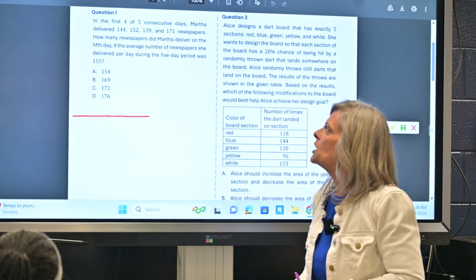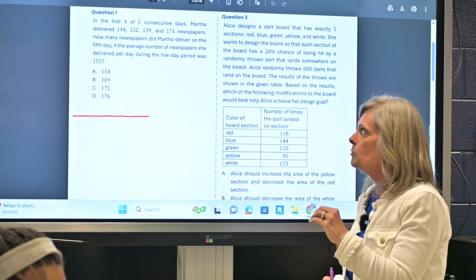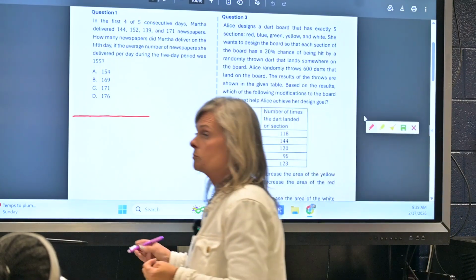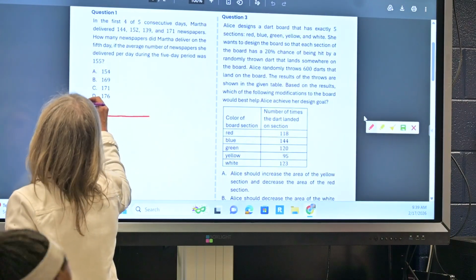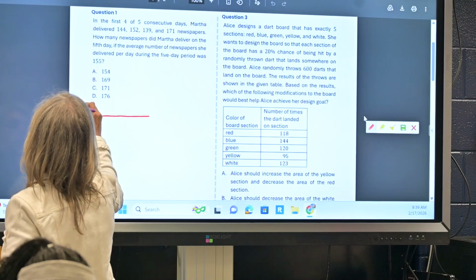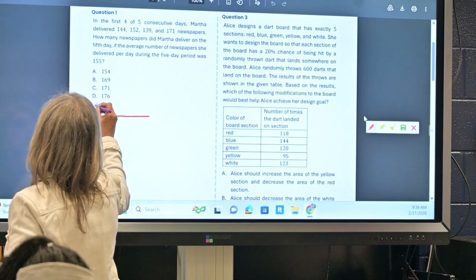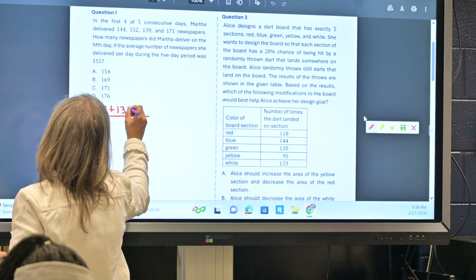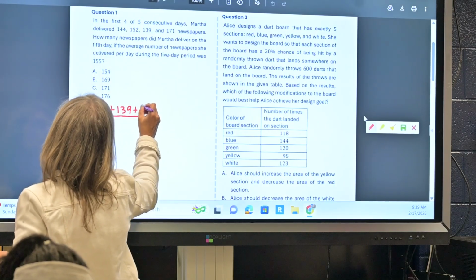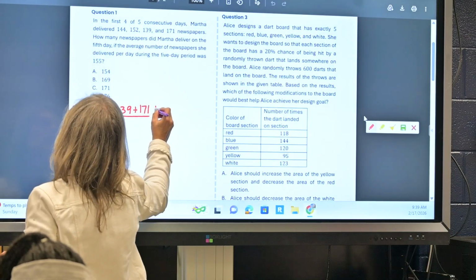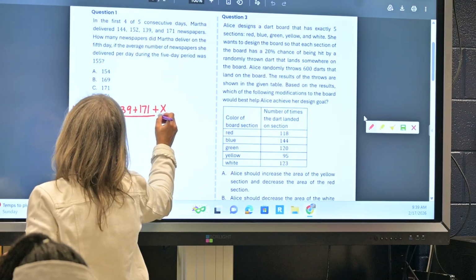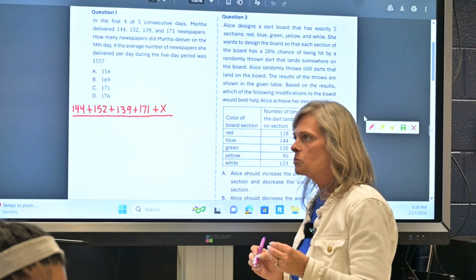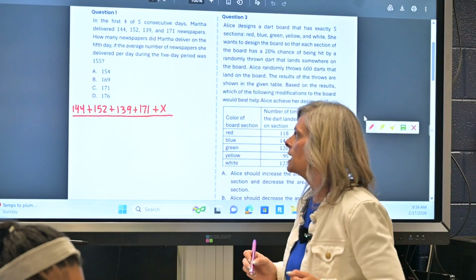Okay, so we're gonna put each of the numbers that she delivered on the top, and we're also gonna put an X, okay? So we're gonna do 144 plus 152 plus 139 plus 171 plus X. We have to have that X because that's what we're trying to find. How many newspapers did she deliver on that next day?